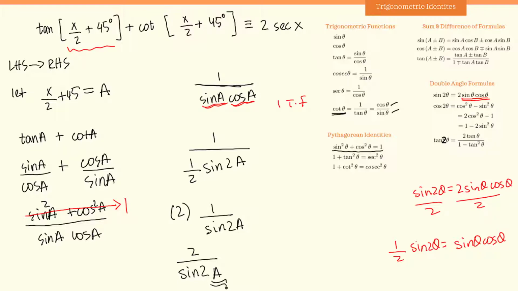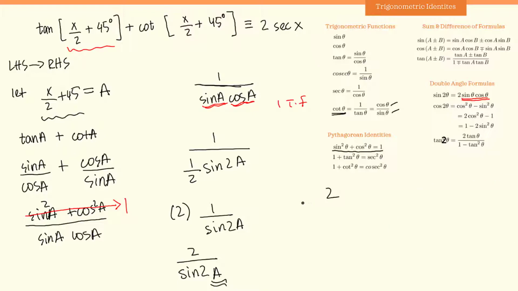in place of this a, I am going to substitute my original angle, that was x upon 2 plus 45 degrees. So this would give me 2 upon sine of 2 times x upon 2 plus 45 degrees. And if I multiply this 2 by this bracket, 2 times x upon 2 would give me x. So 2 upon sine of x plus, and 2 times 45 is 90, so sine of x plus 90.